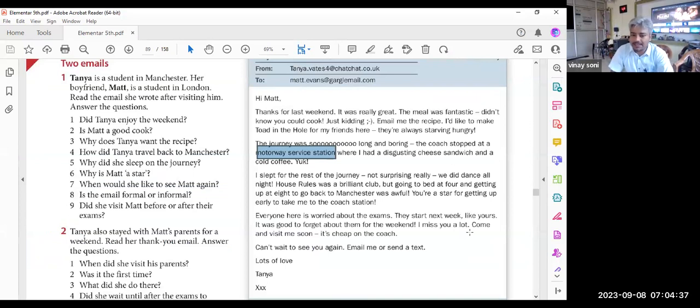I slept for the rest of the journey. I slept for 8 hours. I slept for 6 hours. I slept for 4 hours only. Okay. I slept for the rest of the journey. Here, the time period is the rest of the journey, not 6 hours or 8 hours directly, but the rest of the journey. I slept for the rest of the journey.